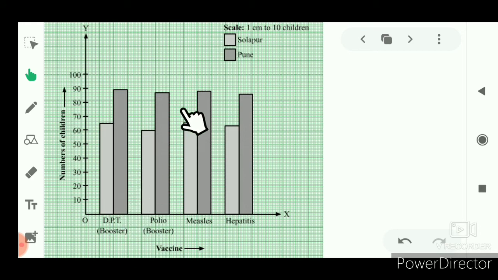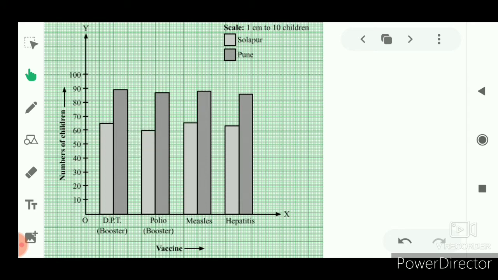So we will take one particular symbol for Solapur and one symbol for Pune. Solapur has vaccinated 65 for DPT vaccines, then 60 for polio vaccines, then 65 for measles vaccines, and 63 for hepatitis vaccines. Likewise, we will take the entries for Pune city.